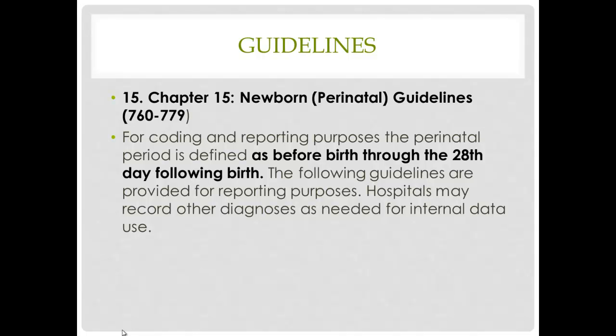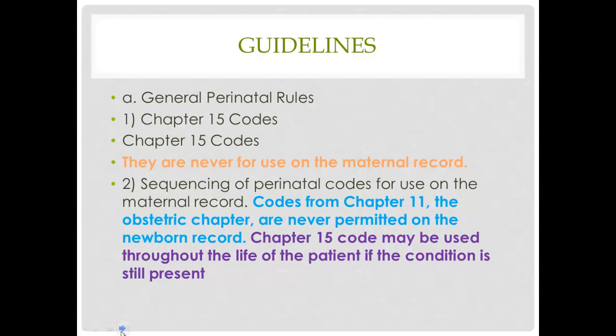Chapter 15 guidelines describe for us what they mean by perinatal or newborn. Notice the definition provided in the guidelines. For coding and reporting purposes, the perinatal period is defined as before birth through the 28th day following birth. So sometimes you'll see the number 0 through 28 indicating that the patient is basically a neonate. And most of the time, hospitals code for the neonates.